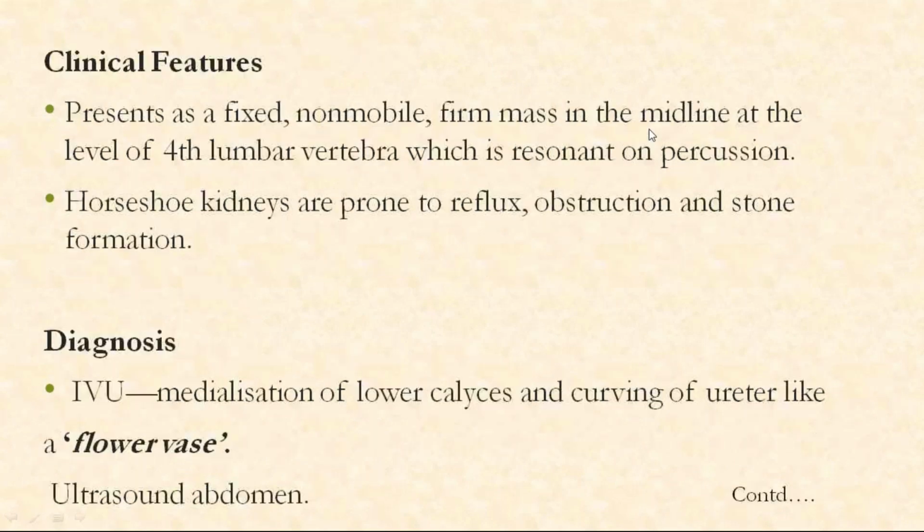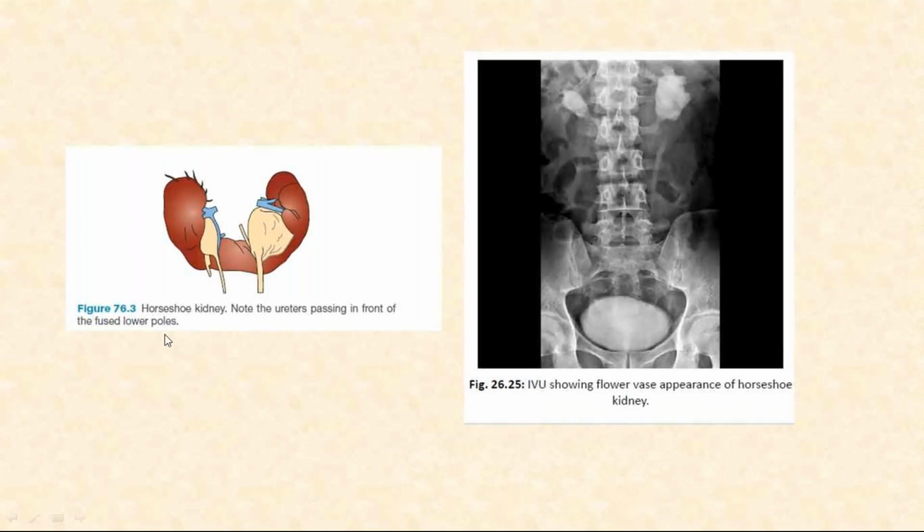I will be showing you a diagram. Yes, this is the horseshoe kidney. Remember, I will be explaining from here. This is one kidney, and this is the opposite kidney. There will be fusion of the lower poles of both kidneys, forming a horseshoe kidney. See, it looks like a horseshoe. This part is called the isthmus.